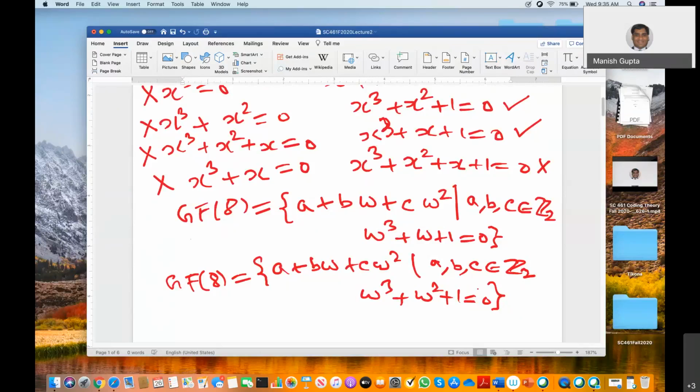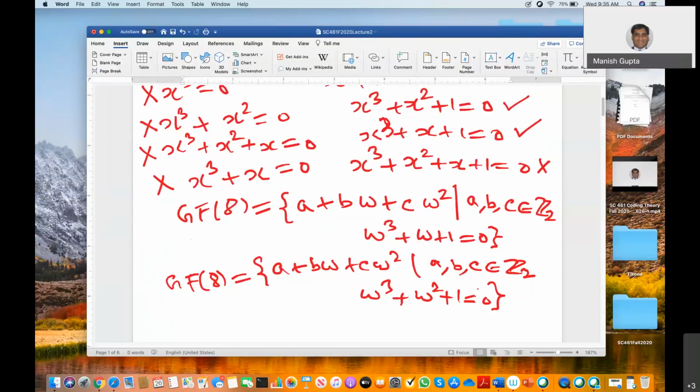So I would like to suggest that now at home you can try to construct this field with 8 elements in both ways. What you need to do is make the table with respect to addition and the table with respect to multiplication. You can show it to me, by either handwriting or whatever, and show.